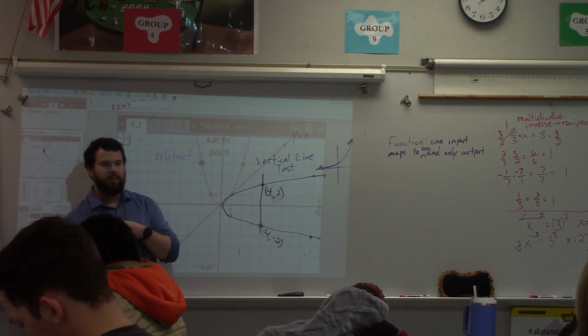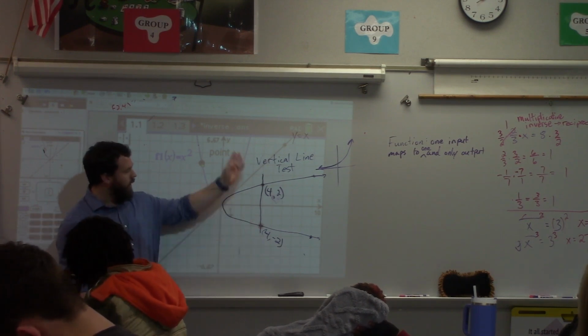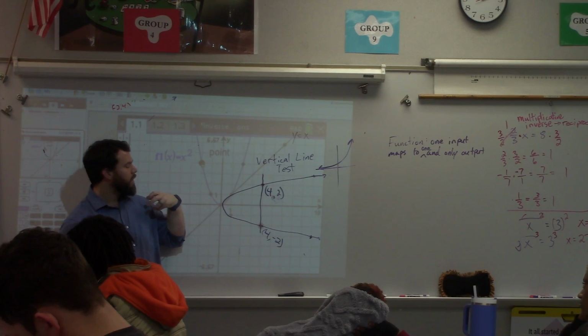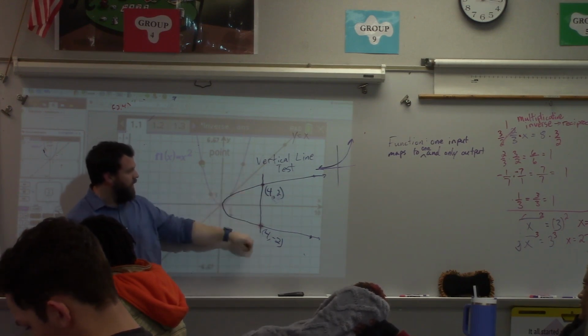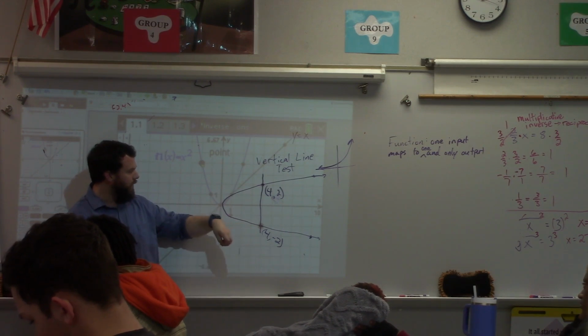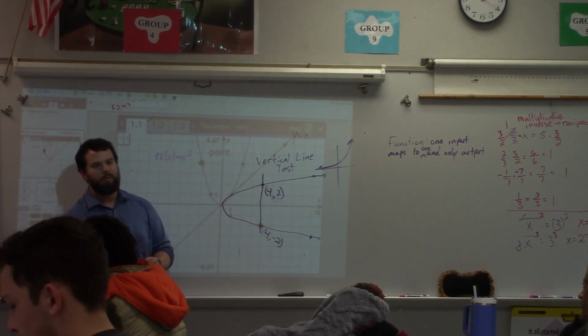Right. So is this a function? No. The vertical line test is just a graphical way to check to see if something is a function. And so with the vertical line test, we can very clearly see whether one input is mapping to only one output.